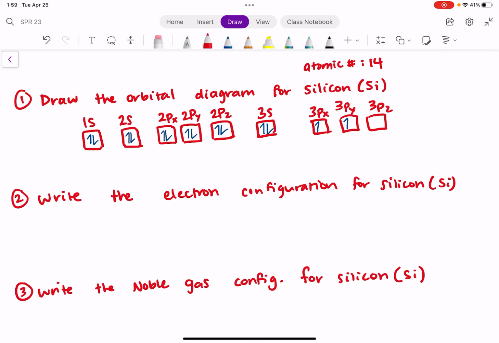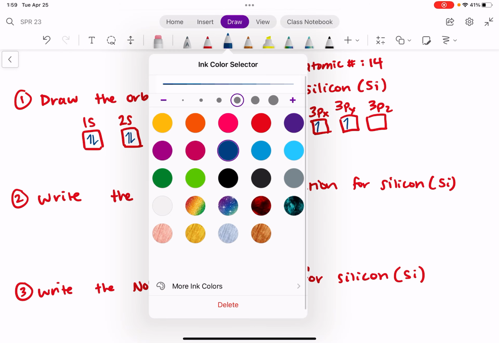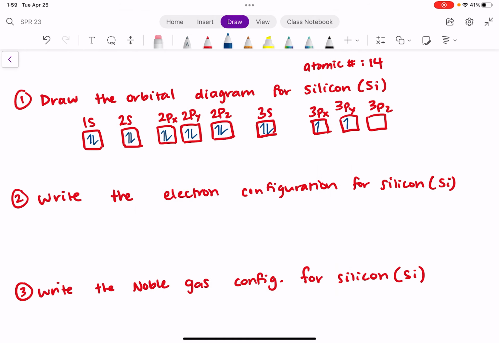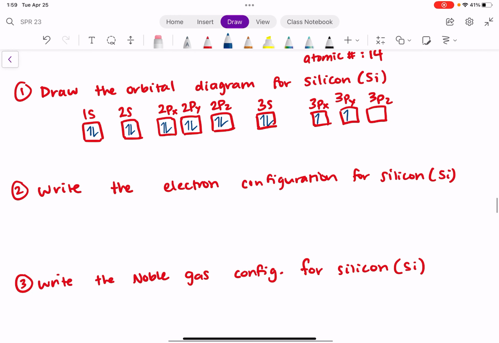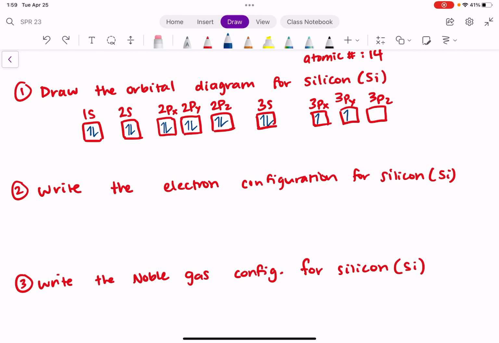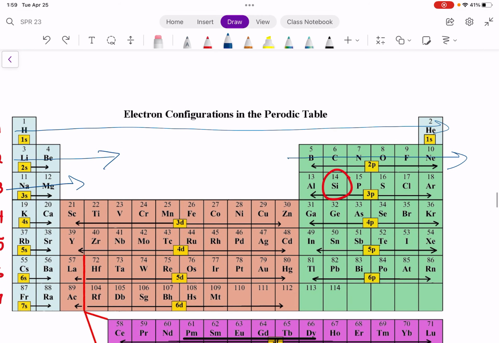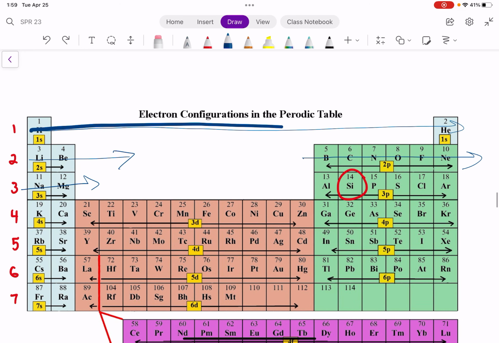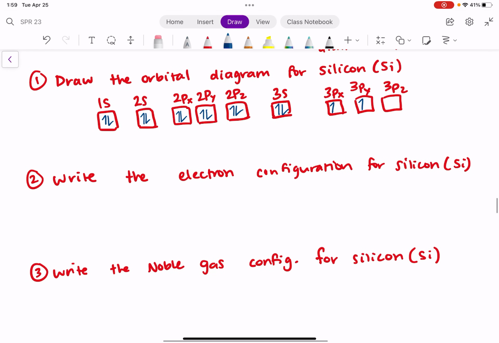Okay, so let's go ahead and write our electron configuration. I'm trying to figure out what color I want to use, so I guess I'll use blue. Now we want to write all of this in a shorthand form. So how do we do that? Well, just like I say it as I'm going across the periodic table, where I fill my 1s2, I fill my 2s2, I fill my 2p6. I'm going to basically write that down here.